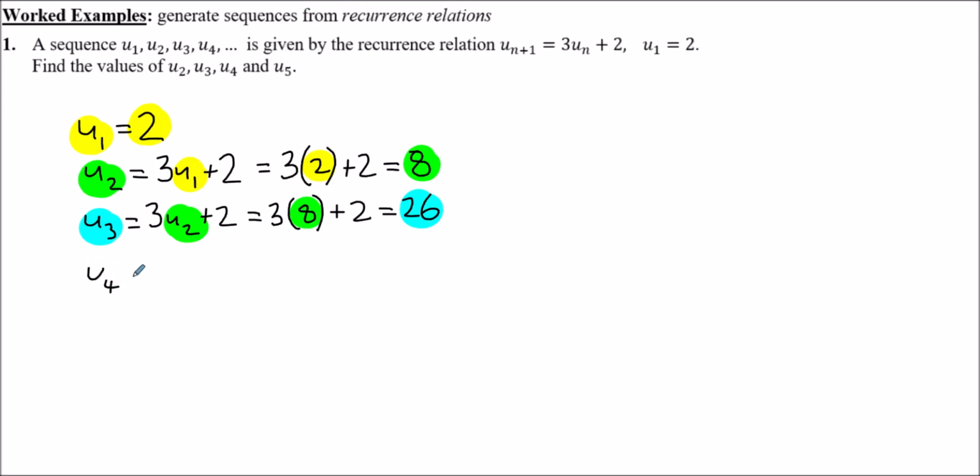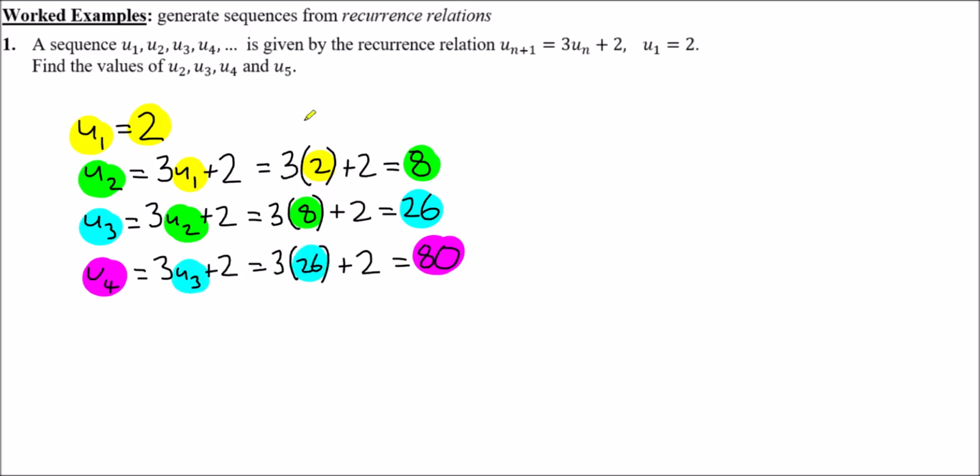u4, just go again, keep going. That's going to be 3 lots of u3 plus 2. Now u3 is 26, so that's going to be 3 lots of 26 plus 2. So 3 times 26, what's that going to be? You should find that it gives you 78. And 78 plus the 2 is what I meant to say, that's the 80. Check these off on a calculator, if need be. So that one's 80, because it's based off u3, which was 26.